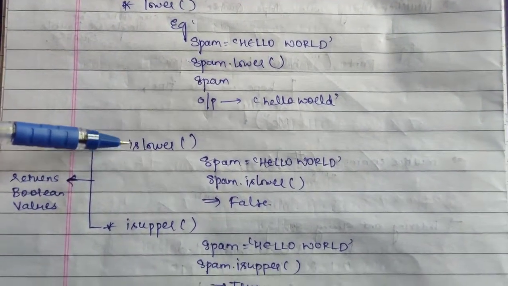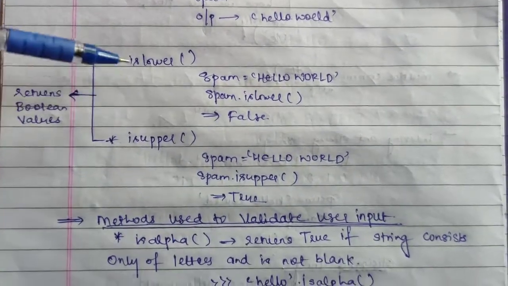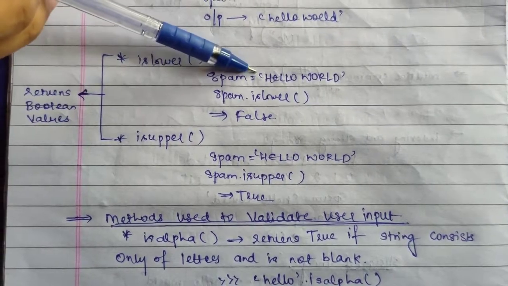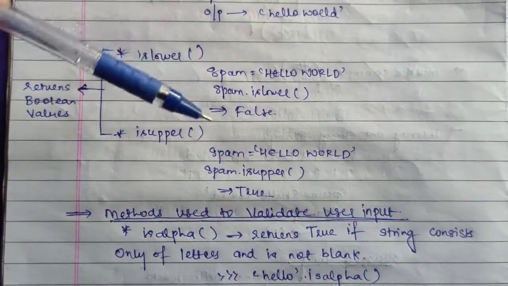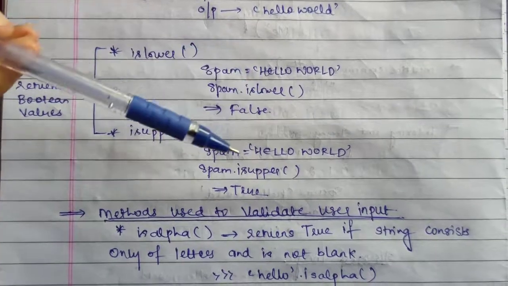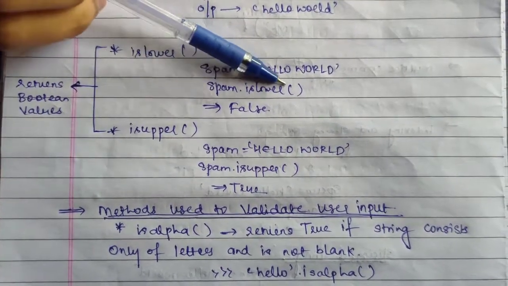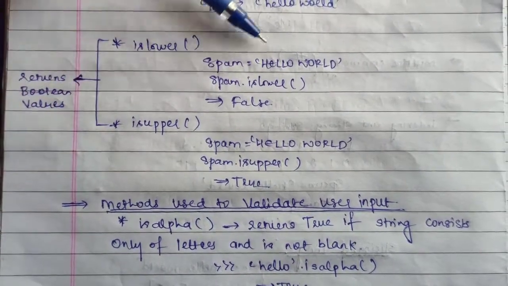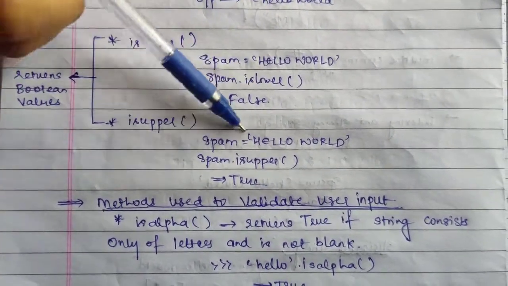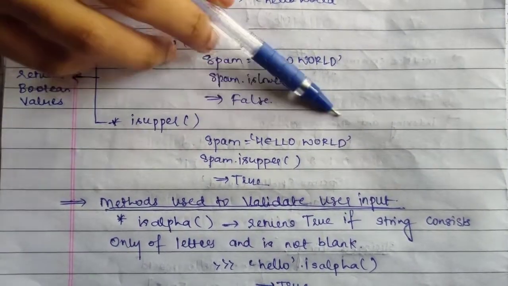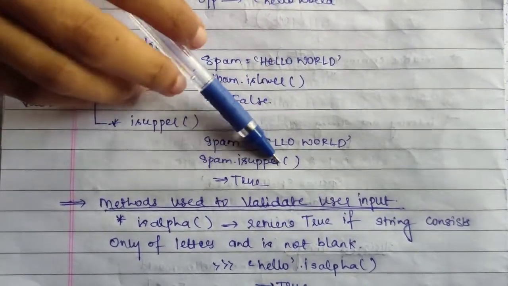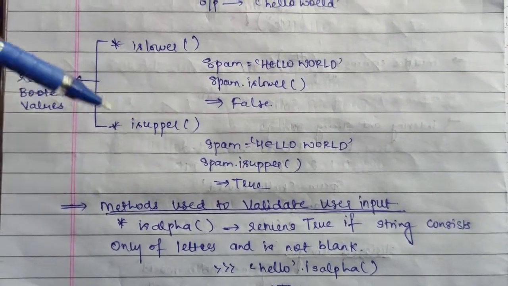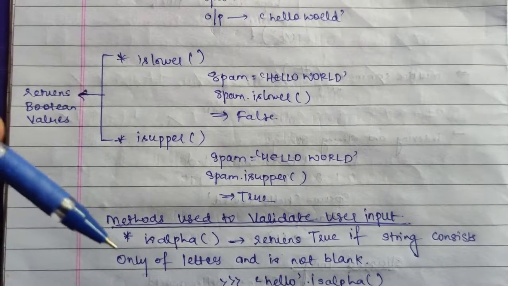Coming to the next methods, that is islower and isupper. Both of these functions will return boolean values. So suppose you give a variable with HELLO WORLD, which is written in caps, and you ask spam.islower(), opening the brackets for the method. Since it is not lower, it will return false. And the same goes with, suppose you have everything written in caps and you ask spam.isupper(), since everything is written in caps, it will return true. So this is about returning boolean values through the islower and isupper methods.